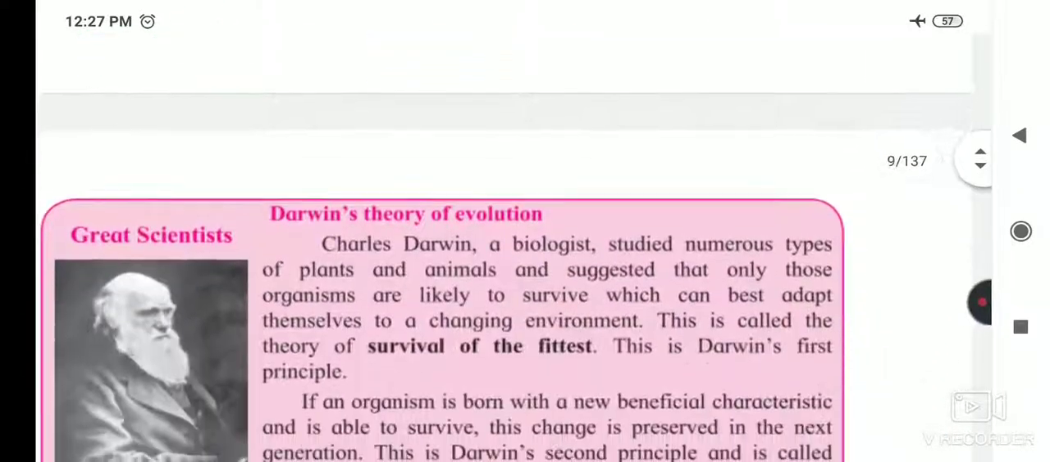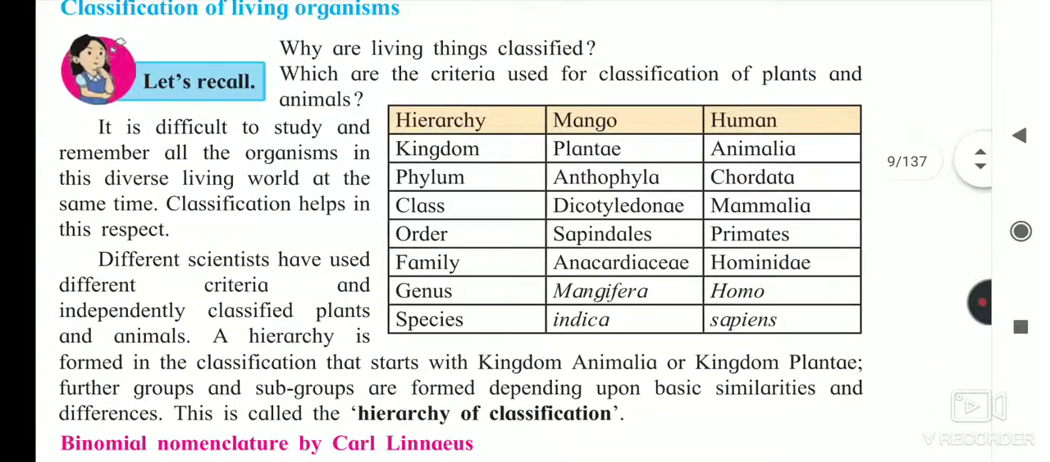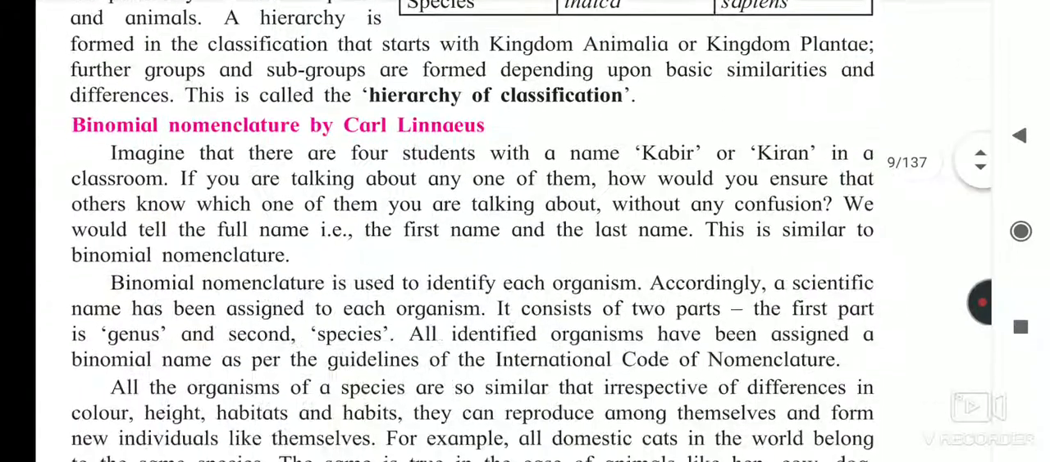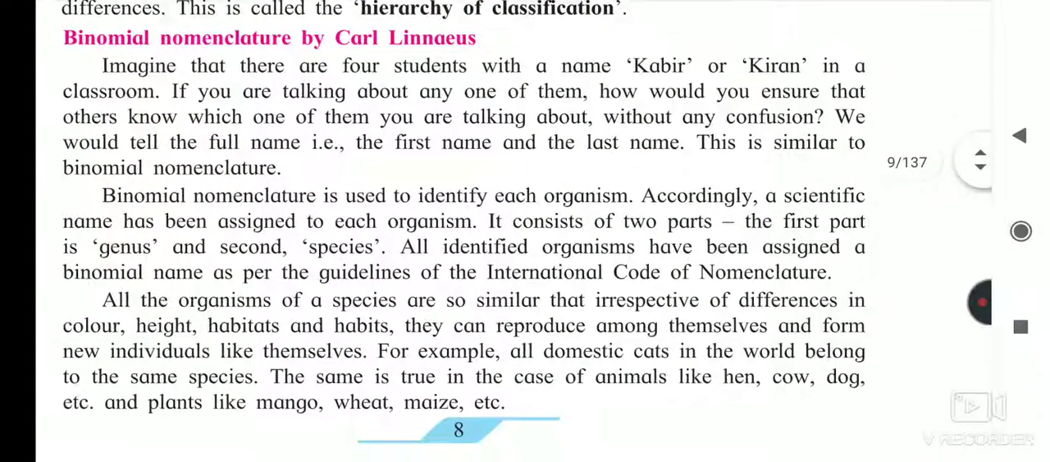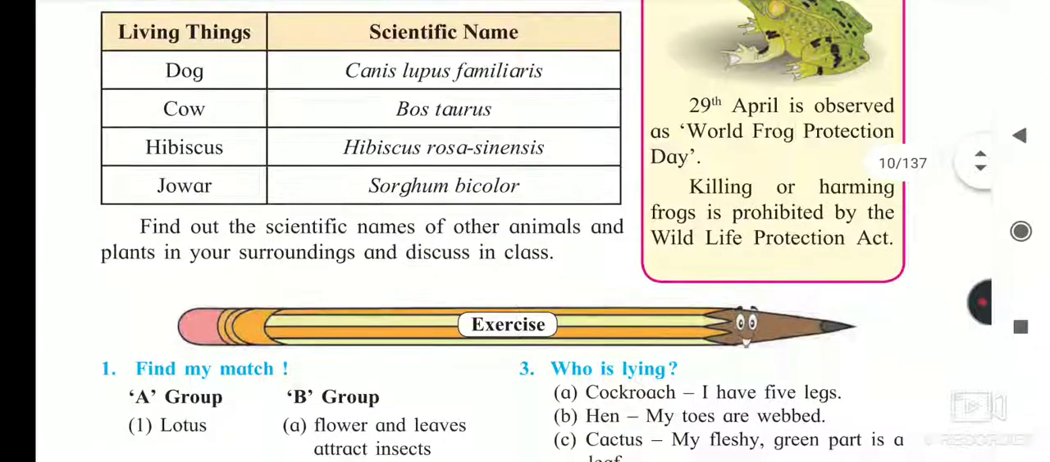Okay, after that we saw the scientists' information and the classification of living organisms, and today we saw Carolus Linnaeus's binomial classification, and we have finished this lesson today.